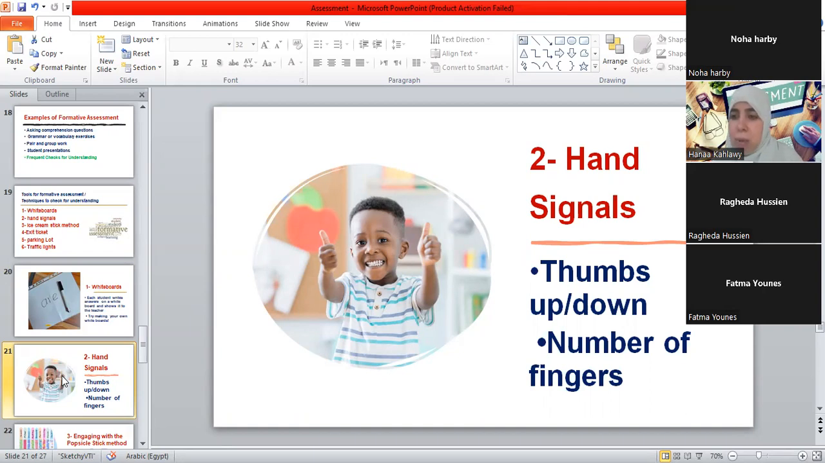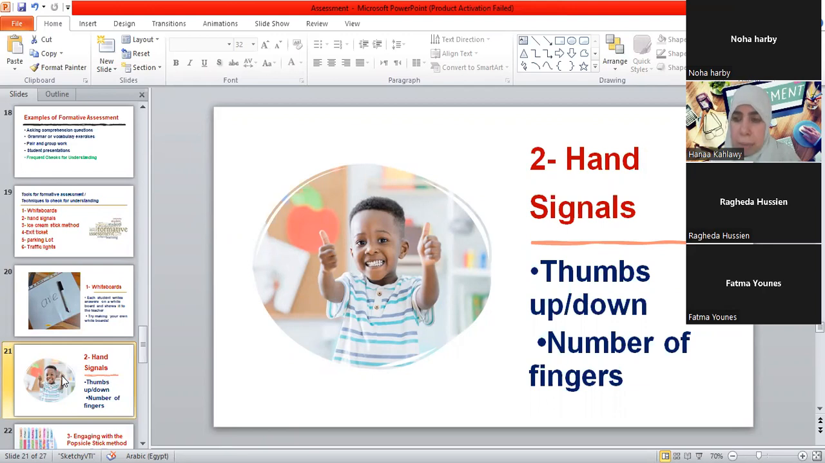Thumbs up and thumbs down, for example, if you teach a grammar lesson, so you can say sentences one by one, students listen, and if the sentence is true, they can thumbs up. If the sentence is wrong, they can thumbs down, okay? So it's up to you. How can you use it in the lesson? Okay, so this is hand signals.